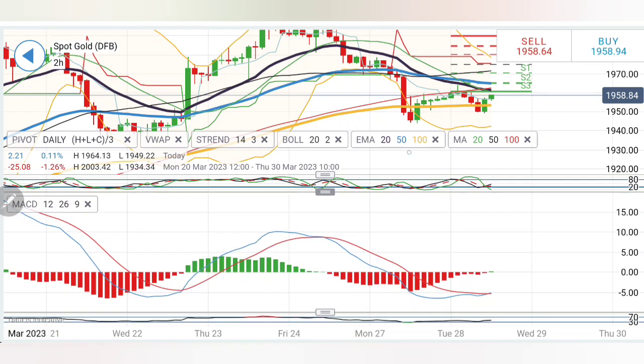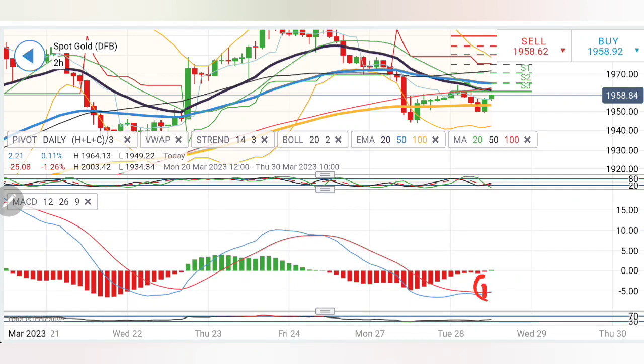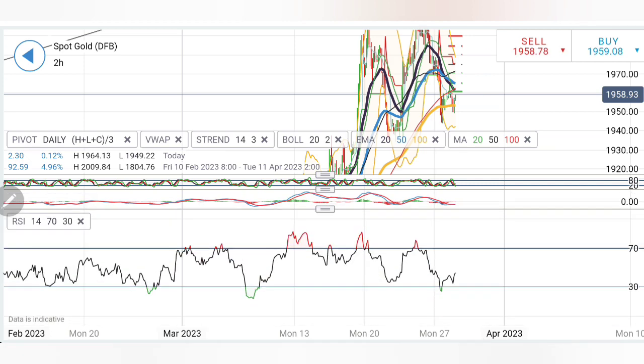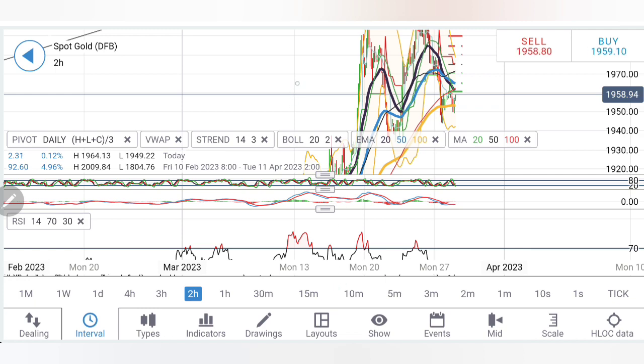A stochastic rising from the oversold zone, the MACD trying to cross over here, and it has just crossed over. And see, it tried, this is the second attempt, and now it is trying to narrow. So there is a possibility of a little rise before it tries to break down. RSI trying to look upwards, show a little strength.